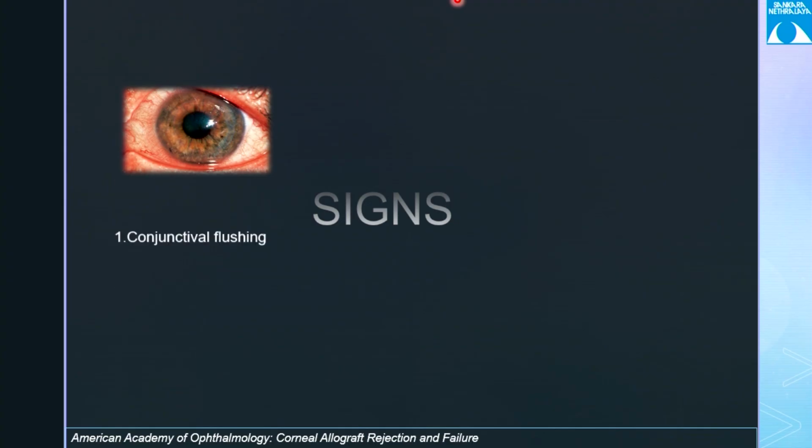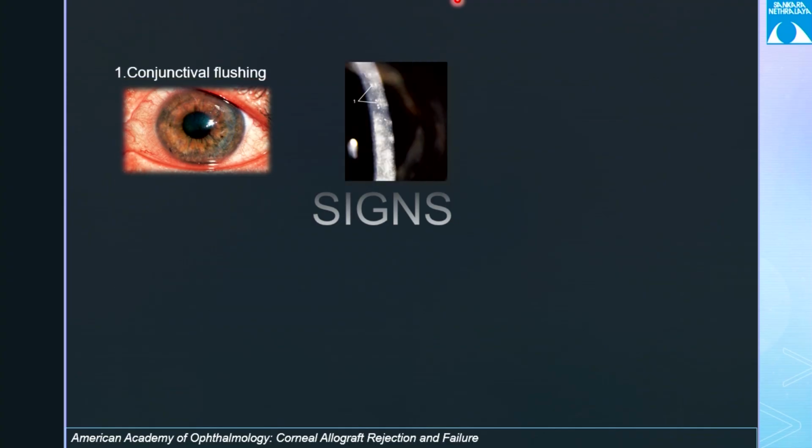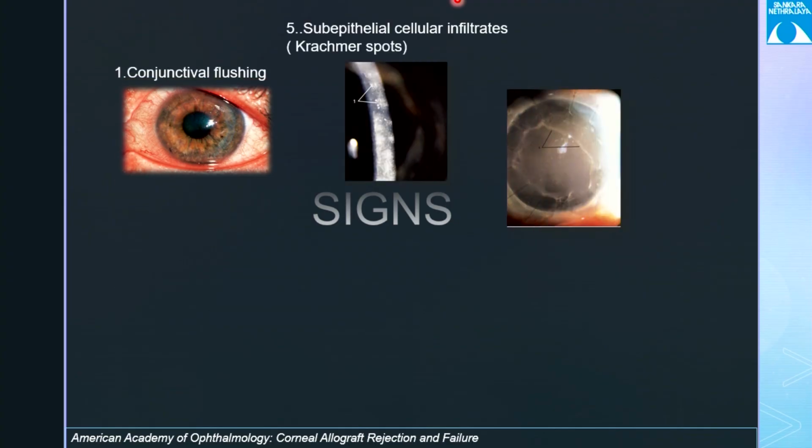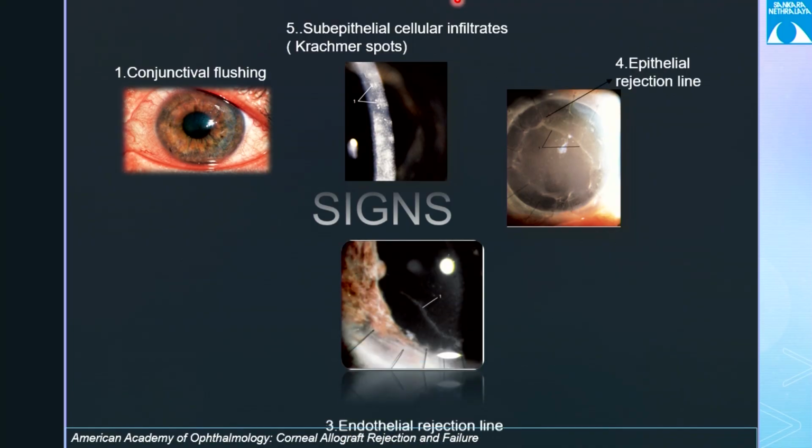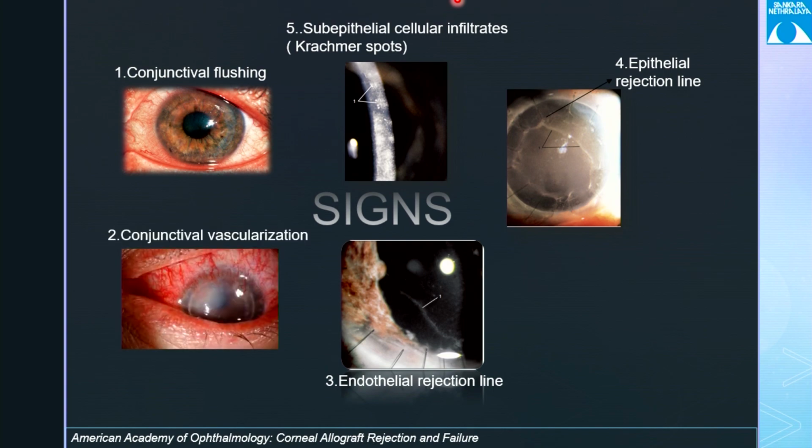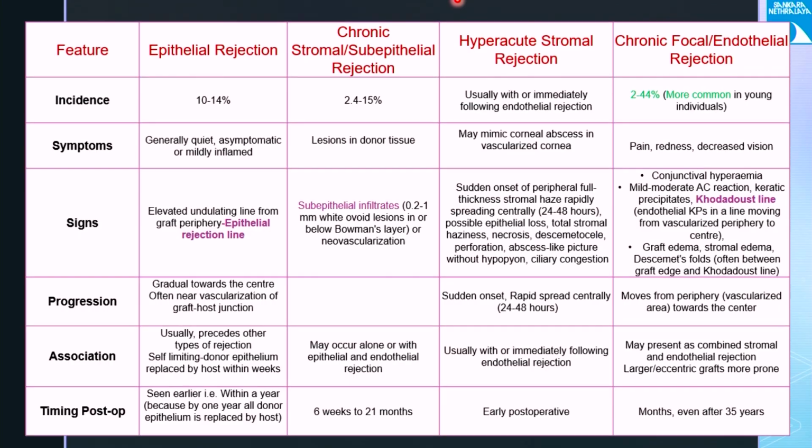So the signs which we've seen already are conjunctival flushing. There are subepithelial cellular infiltrates, which we saw in our subepithelial rejection, called Krachmer spots. Then there's the epithelial rejection line. Then this inferior line which is coming from the periphery is the endothelial rejection line, and conjunctival vascularization.